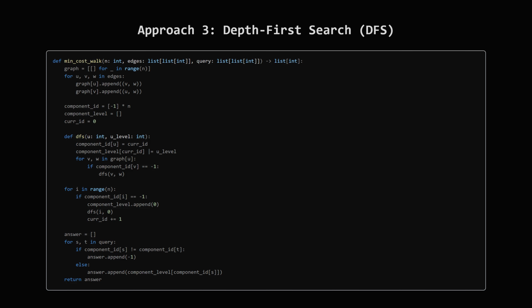Now, here's a solution using depth first search, or DFS. Similarly to the previous approach, we're constructing an adjacency graph, initializing arrays to track the component ID of each node, and to track component level. Then we are defining a DFS function. Inside of this recursive function, we assign the current node to its component, perform bitwise OR for component level using the current edge weight, and recursively visit unvisited neighbors. We loop through all nodes in the graph and find all of the connected components. Then for each query, just like before, we return -1 if no path exists. Otherwise, we obtain the answer from stored component level values.